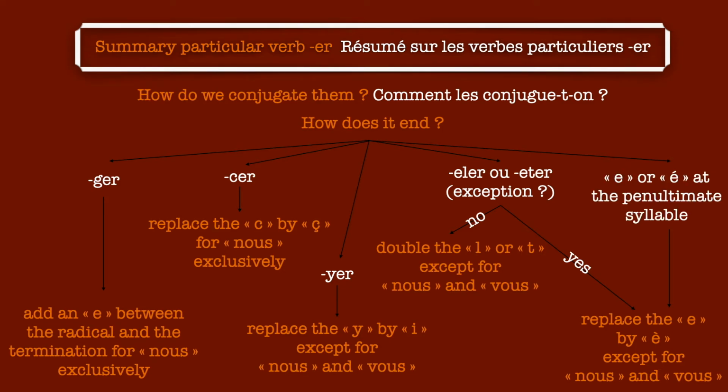The last case that we have seen is the verbs with an E or an E with an acute accent at the penultimate syllable, if it's not eller or etter. In this case, we replace the E by E with a grave accent, except for the first two persons plural. I know it's complex, but I tried to be as synthetic as possible.